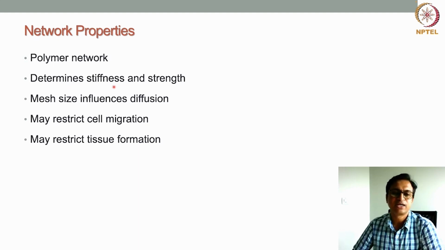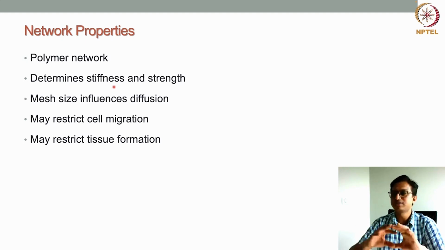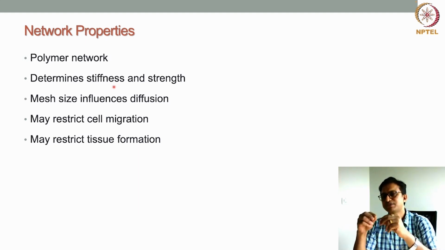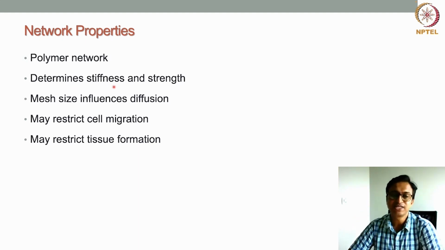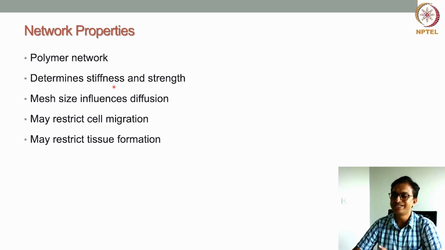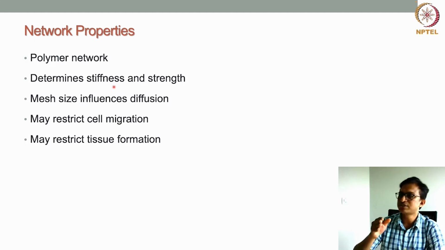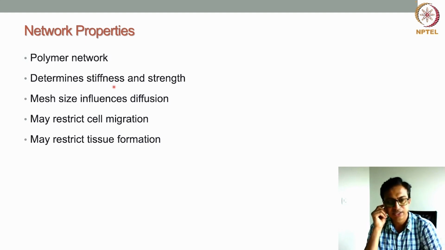Again, the mesh size is another important factor. Mesh size of the polymer network means, in a particular unit area or unit volume, how many structures, how many lines are there, what is the pore volume in that case. That is very important, because if the mesh size is dense, that influences the diffusion. Through a very dense mesh, the diffusion cannot be faster. So the diffusion is good when the mesh is not that dense, right?